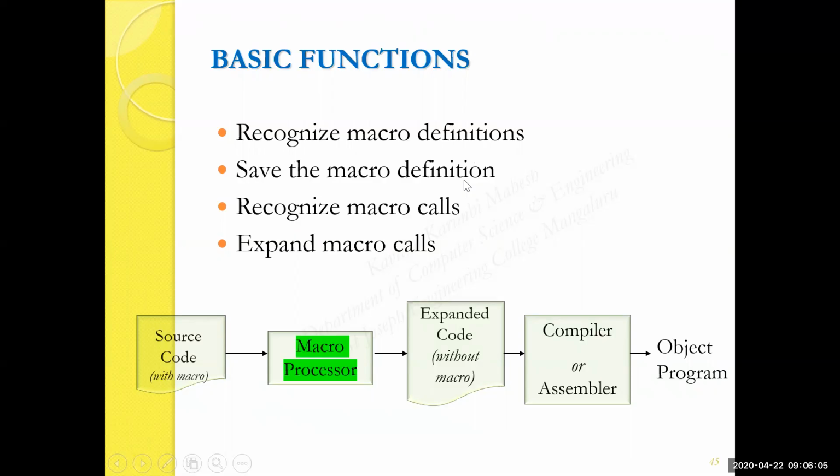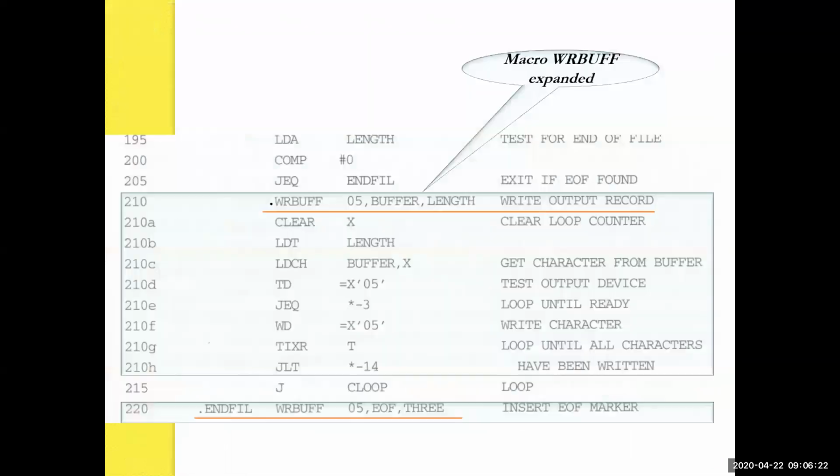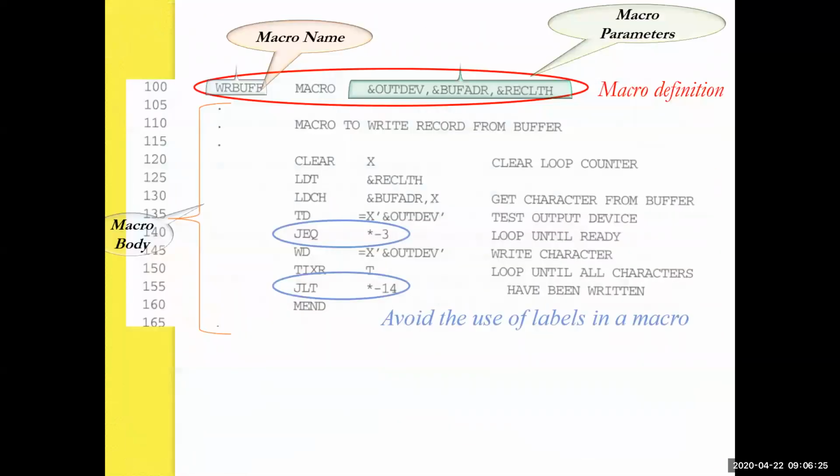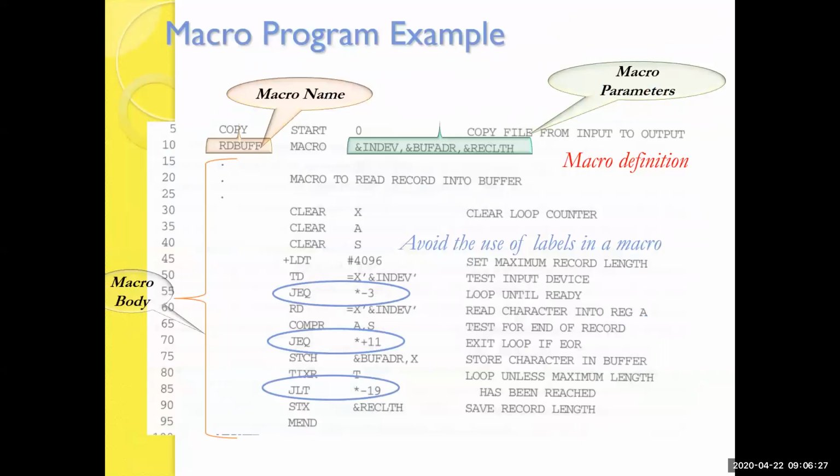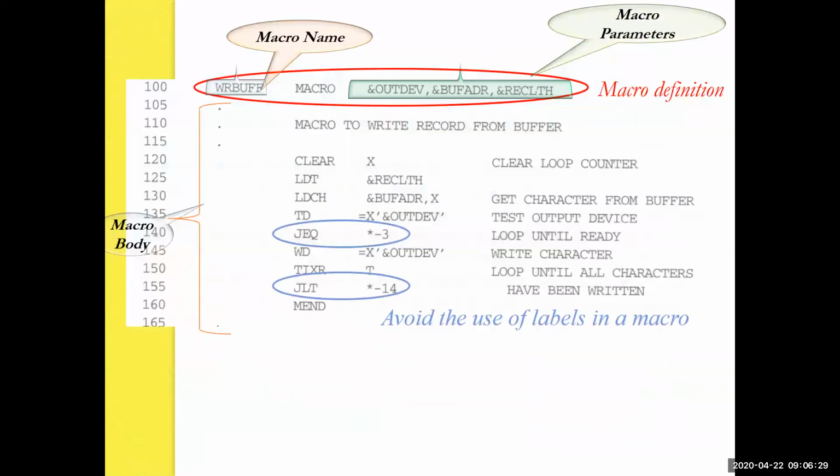Why does the macro have to be saved? Because when that macro is referred to by a macro invocation statement, the statements that form the body of the macro have to be generated. So the macro has to be saved somewhere. Every macro in a source program has to be saved. Remember, in the example that we have just seen, there are 2 macros. One is RDBUFF and the other is WRBUFF. So each of these 2 macros will have to be saved.